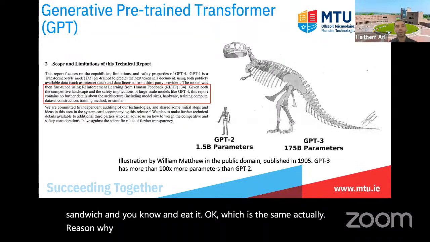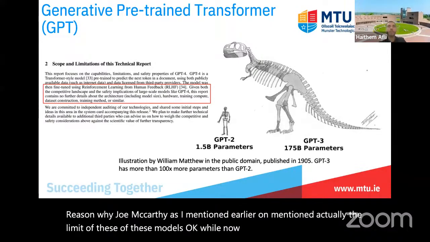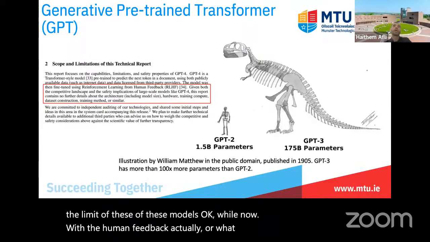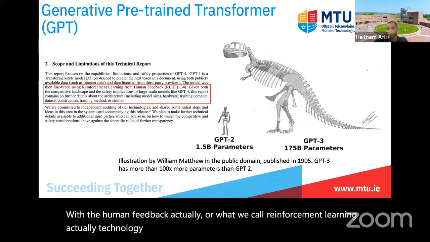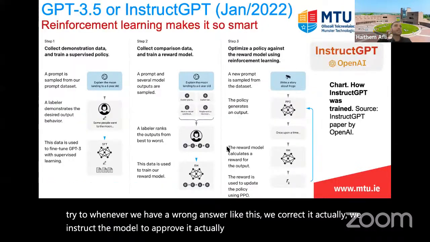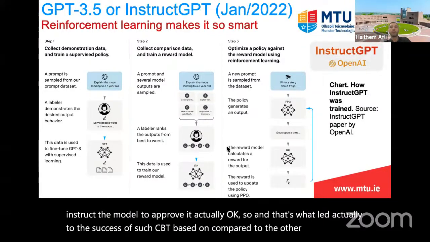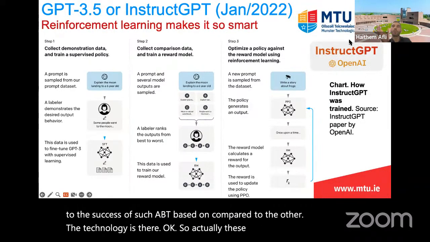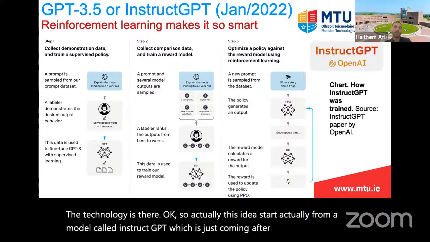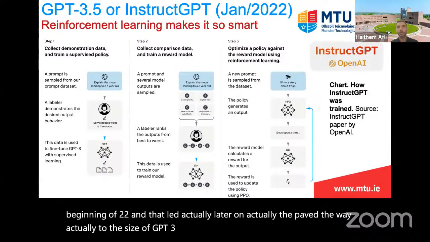Which is the same reason why John McCarthy, as I mentioned earlier, pointed out the limits of these models. Now, with human feedback, or what we call reinforcement learning, we start to include the human in the loop, and whenever we have a wrong answer like this, we correct it. We instruct the model to improve. That is what led to the success of ChatGPT compared to the other technologies. This idea started from a model called InstructGPT, which came just after GPT-2 in late 2021 and beginning of 2022, and that paved the way to the success of GPT-3.5 last year.